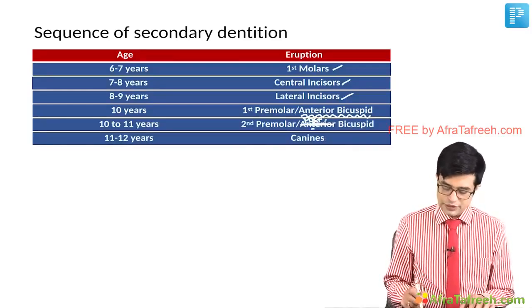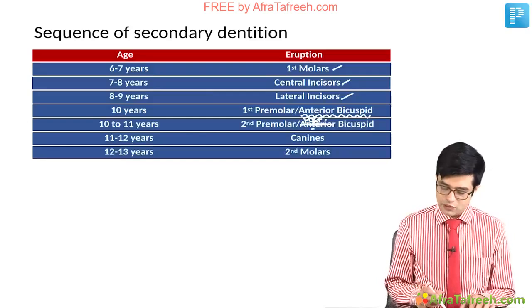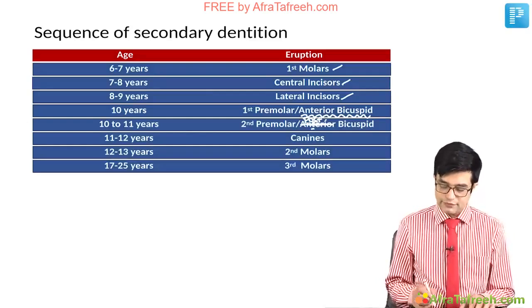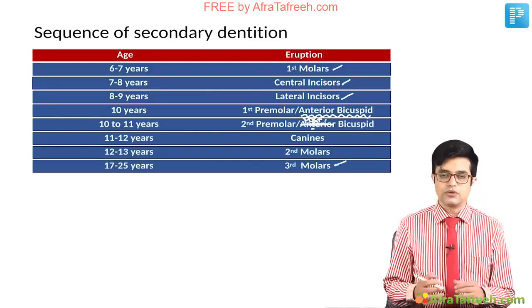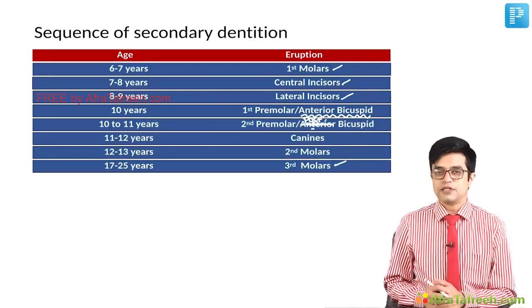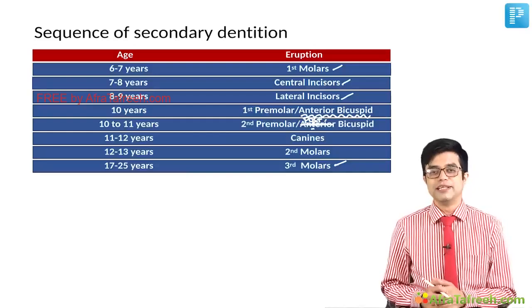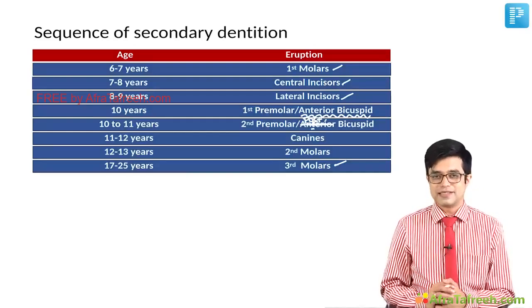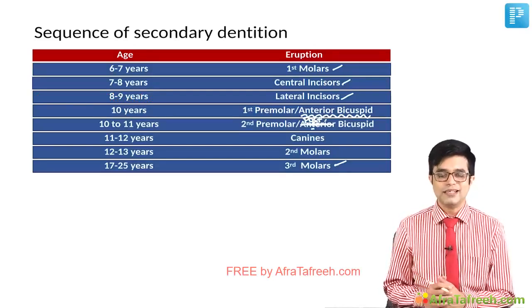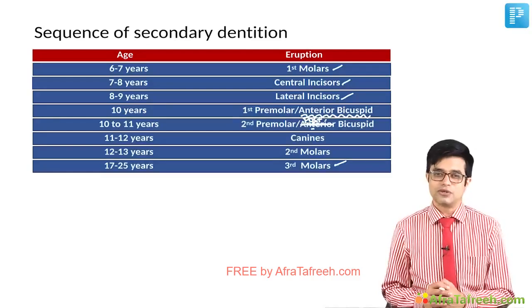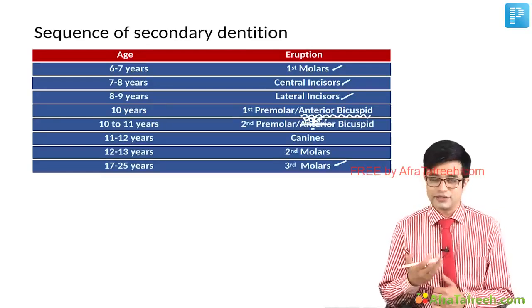Then at 11 to 12 years, you have canines erupting, and at 12 to 13 years, second molars, and finally at 17 to 25 years, the third molars erupt, which is also called the wisdom tooth. Wisdom tooth has got nothing to do with the wisdom of a person, and some people don't have this tooth erupting at all, and in certain other people it erupts obliquely or gets impacted and creates a lot of issues, as is the case with me.